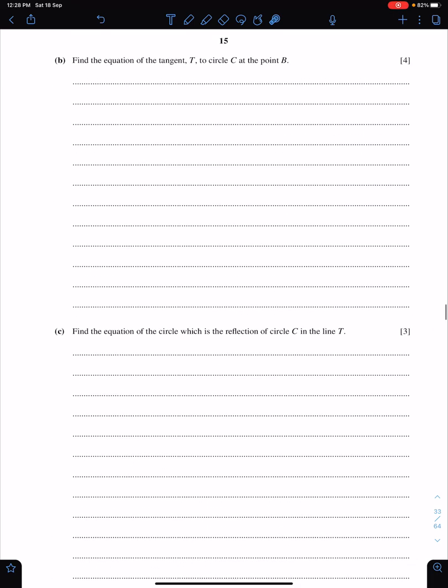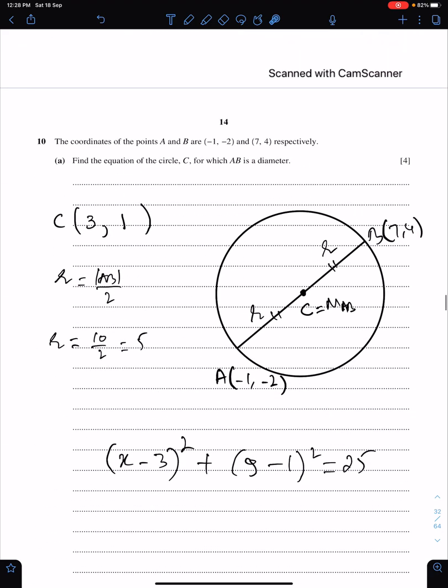Second part, find the equation of the tangent to the circle C at the point B. So we need the equation of this tangent.